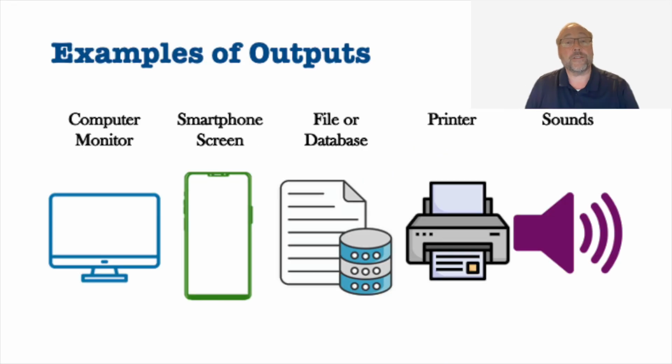So it's time for us now to learn the principles that are around output. There are a lot of different outputs that you experience in your everyday life, from a computer monitor, the screen on your smartphone, a file or database. You may not come in contact with those every single day, but if you're ordering shoes on Amazon, that information is stored in a database. If you're printing something out on your printer, that's output. And the sounds that your computer or your smartphone make, those are all outputs.